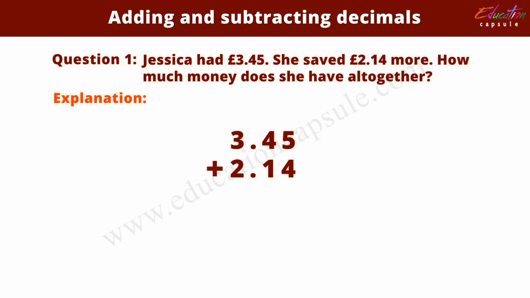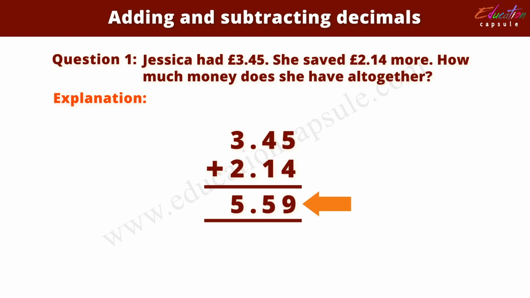Add the decimal numbers as we do with the whole numbers from right to left. Align the decimal point of the total, that is the answer. So 3.45 when added to 2.14 gives us 5.59. So now we can say that she has £5.59.